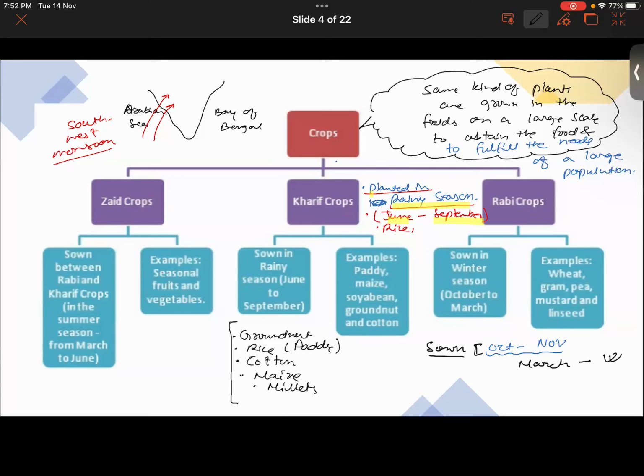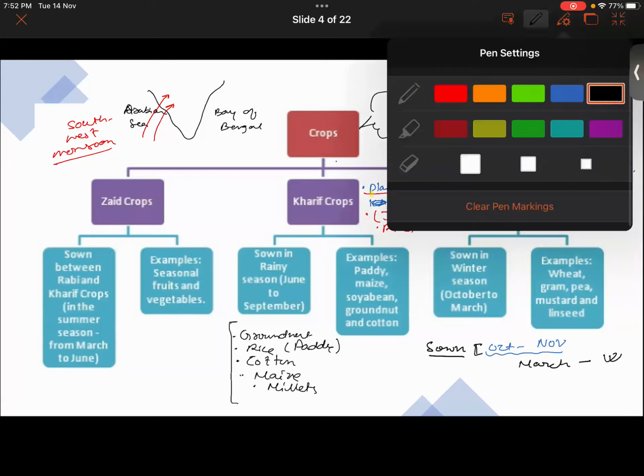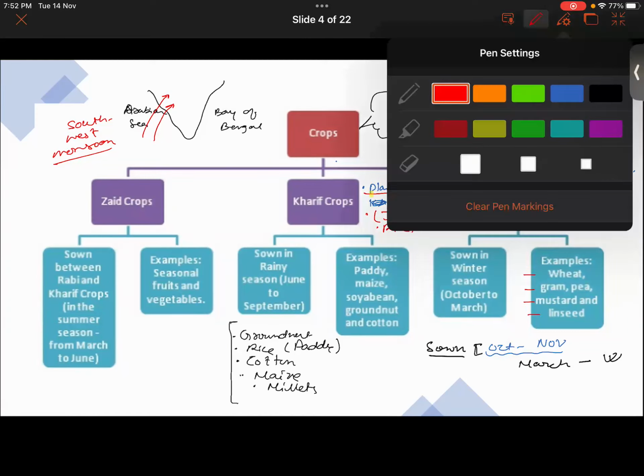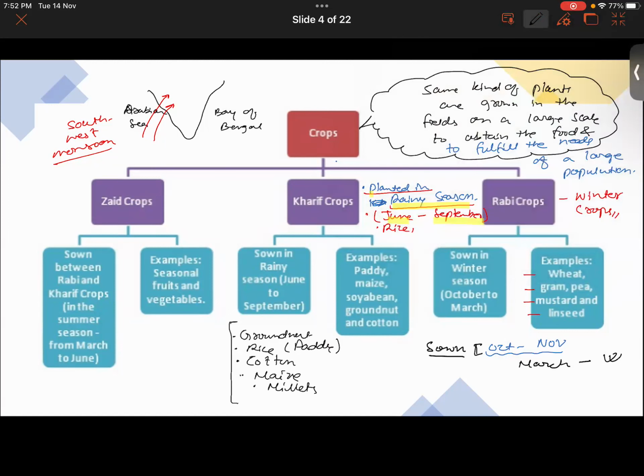Now, also do memorize the examples. The examples are very important. First thing is that they are also called as winter crops. Take care. Second thing you need to know about the examples. Examples are wheat, gram, pea, mustard, and lentil. In the test that was conducted, I have seen that some of you guys have misquoted the examples. Apne rabi crops ki examples ko fit kar diya kharif mein. And then the kharif in the rabi. So do memorize the examples, okay?